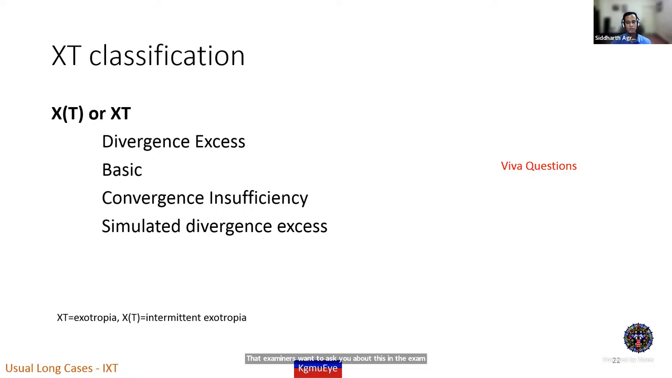What will be the usual viva questions associated with exotropia? What are the different types? They are shown here in this very same slide. How did you perform the patch test, or how would you want to perform the patch test? What is the prism adaptation test?